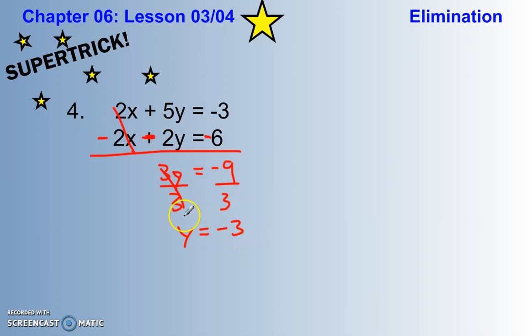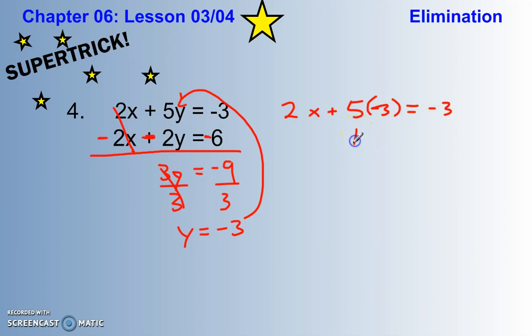Now I can take that -3 and plug it into either one of these. The ones that I started out with. Doesn't matter which one. I can plug it in up there, in the first one, or in the second one, or even in the changed one. So then I have 2x plus 5 times -3, and that is equal to -3. That gives me -15. 2x minus 15 is equal to -3.